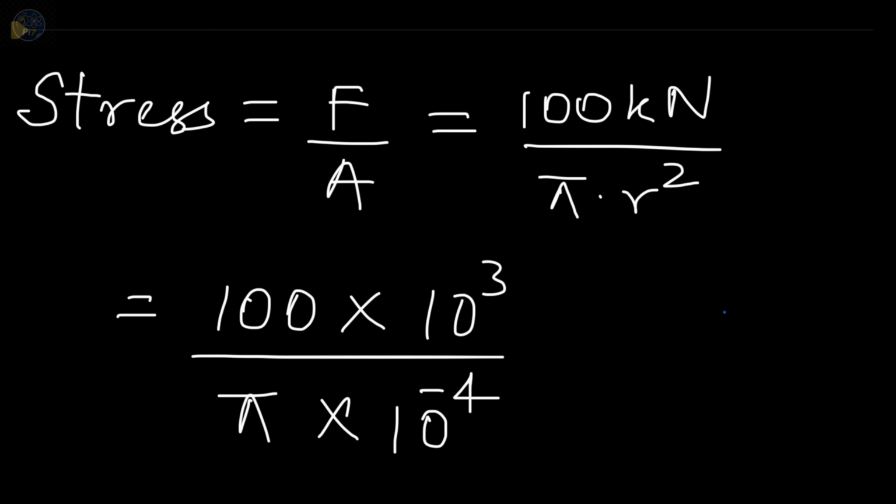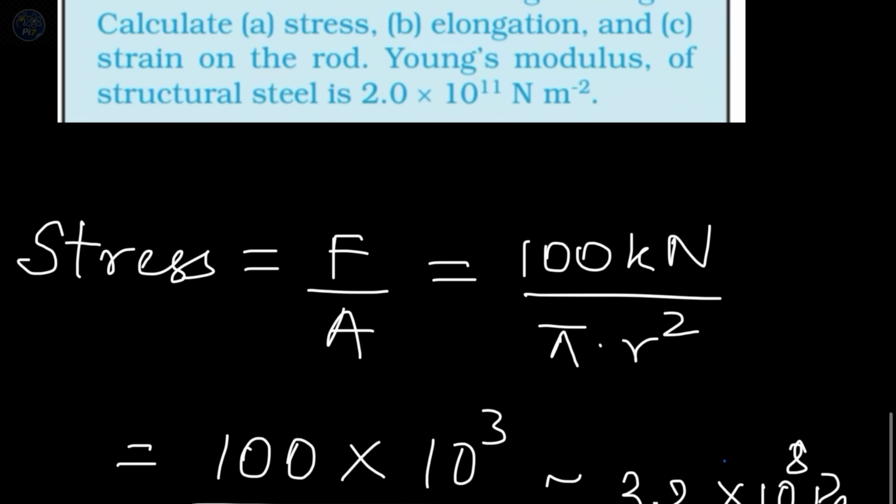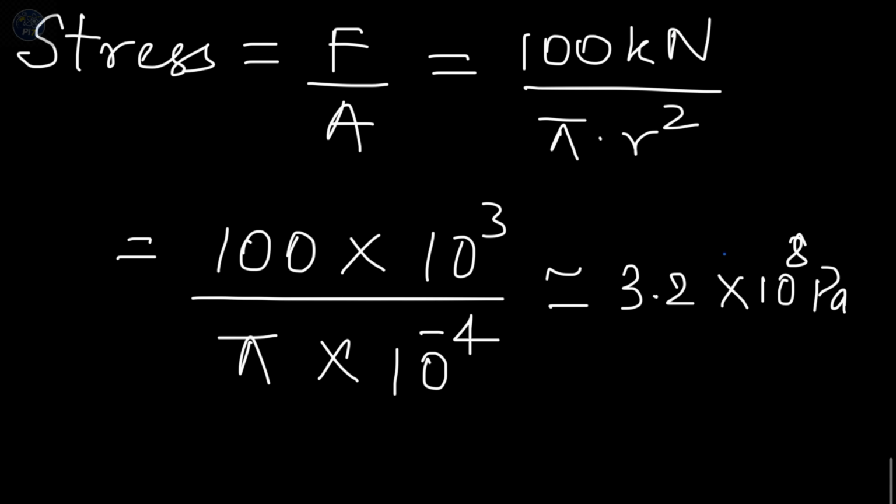Now if you calculate this, you will get something around 3.2 into 10 raised to 8 Pascal. You can calculate and check. Newton per meter square is called Pascal. So the steel rod which we are given here is being pulled, and it is under a stress of 3.2 into 10 raised to power 8 Pascal.